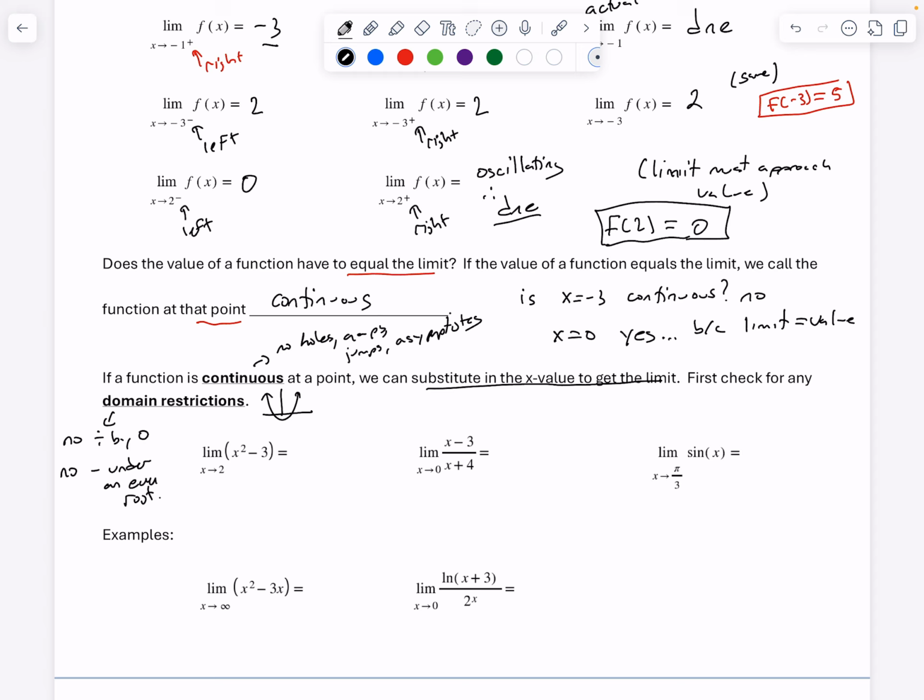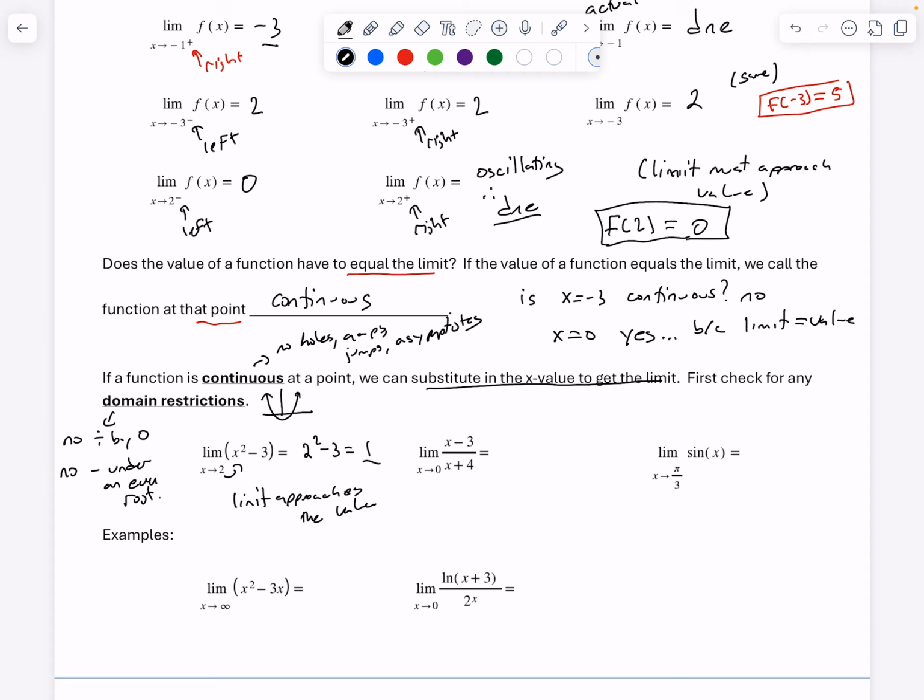So as a result, my rule says I can just substitute this in. And that's going to give me just 2 squared minus 3, which is just 1. So in other words here, the limit approaches the value.